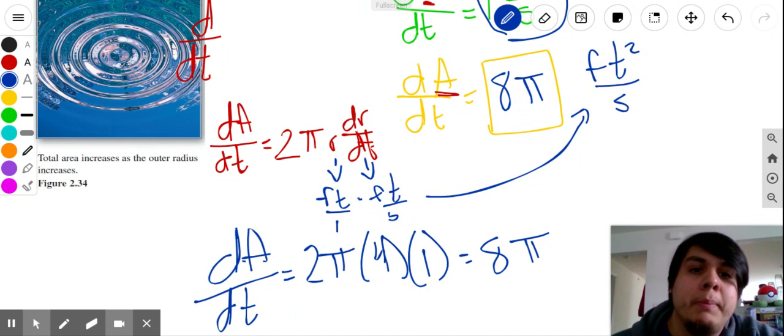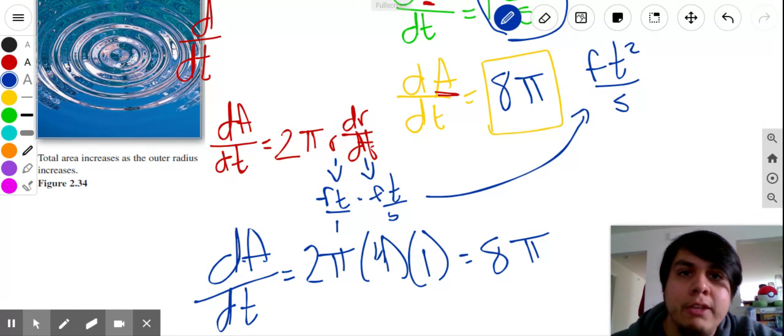So there are 2 ways to come up with the units, because if you understand the units, then conceptually you understand how this is working out. Hope this helped.